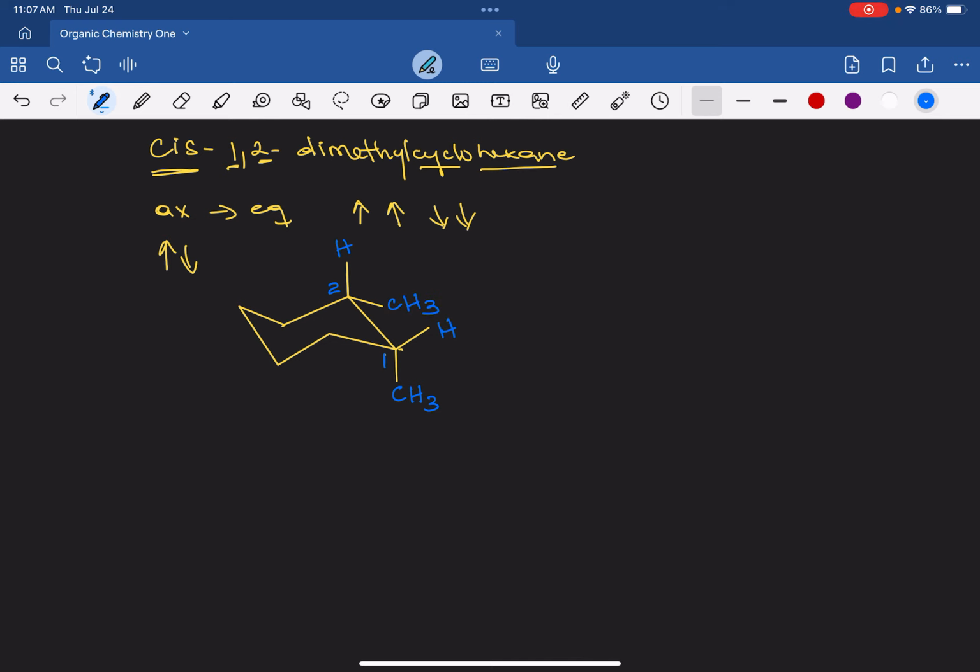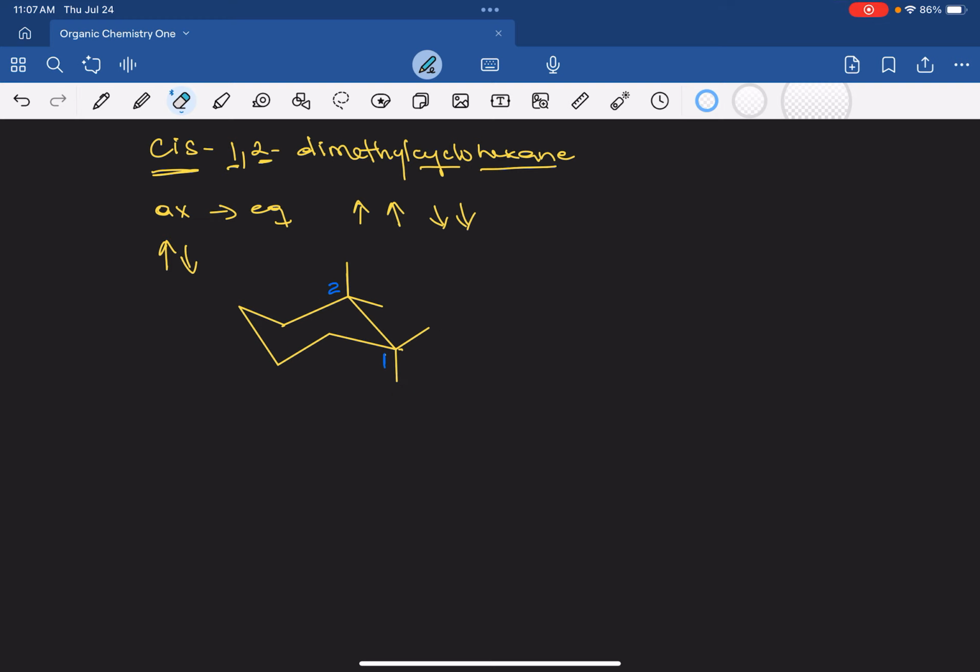So this right here is cis-1,2-dimethylcyclohexane. Okay, both bonds are below the ring. I could also have done this. Either one of these would have been correct.